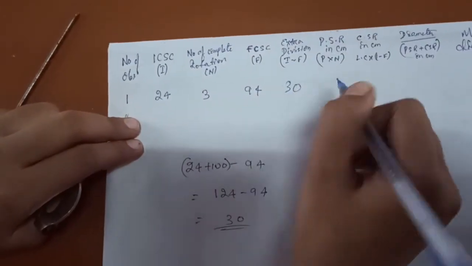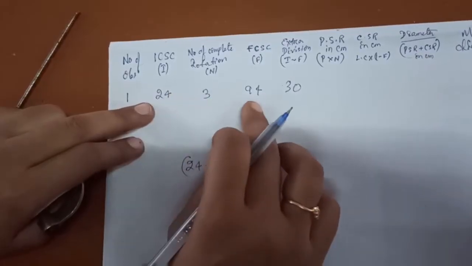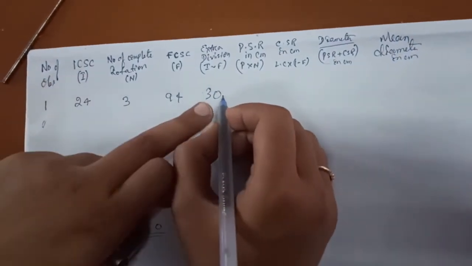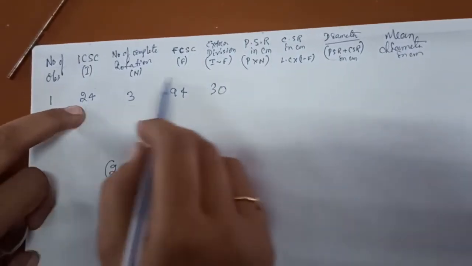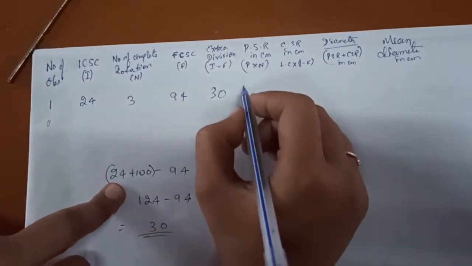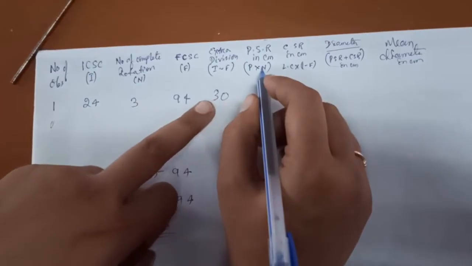So this is 30. Then the pitch scale reading. After noting down this I, N and F, the rest of the things you can easily do. I found this: I is less than F, that's why I added 100 to 24, then I subtracted 94, and I got 30. Then the pitch scale reading will be pitch into number of complete rotations.